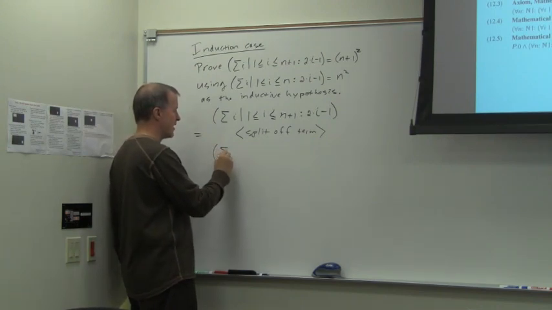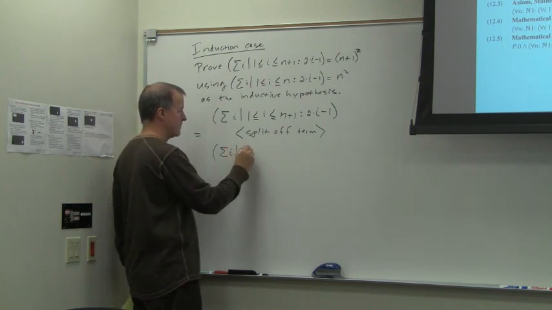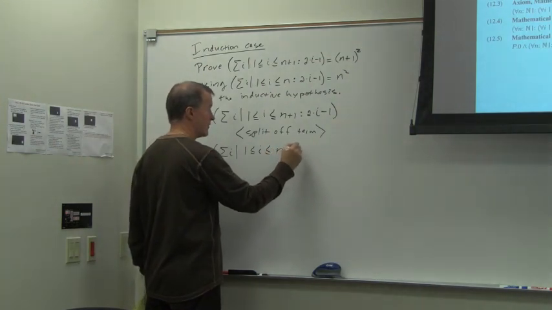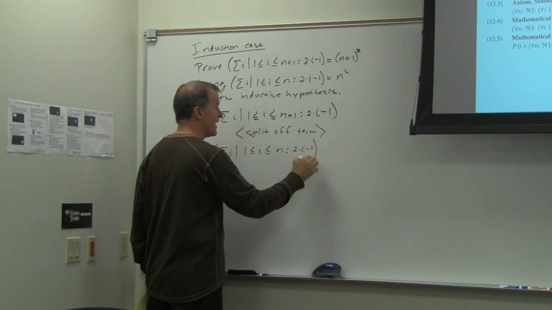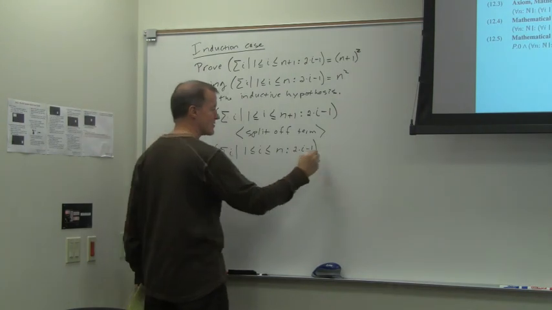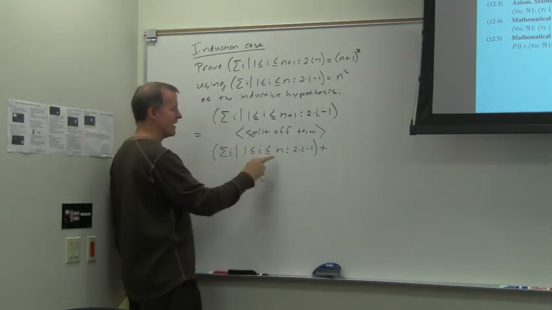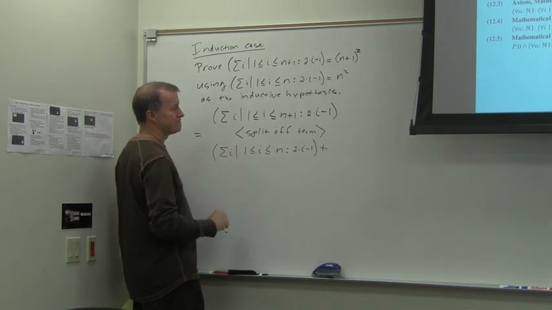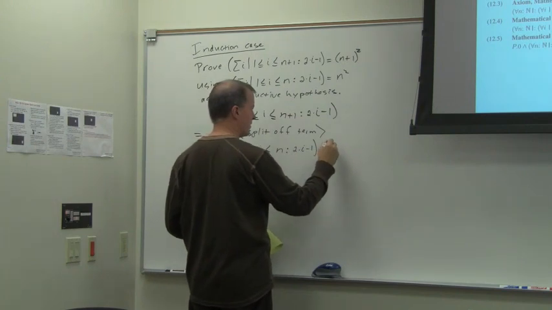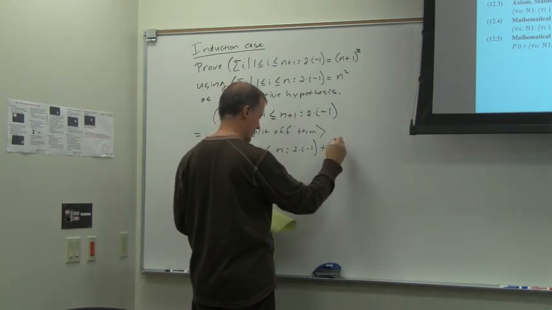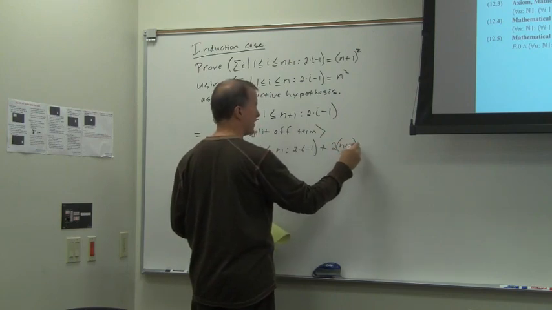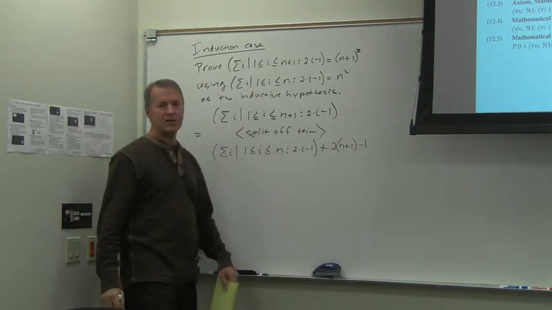Sum over i, 1 is less than or equal to i is less than or equal to n, body 2 times i minus 1. Now, what operator goes here? Plus, because of the sigma. Right, good. So that's plus. Now, which term did we split off? The n plus 1. So it goes 2 times n plus 1 minus 1, and we can do the textual substitution in our head, right? So 2 times n plus 1 minus 1. Does everybody see how we did the split off term?